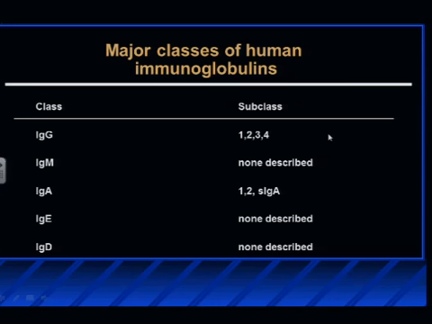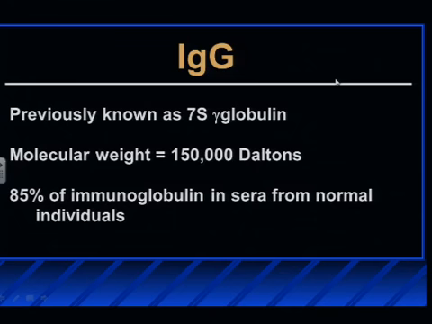Now, in humans, you have 5 classes of immunoglobulins. Name Ig for immunoglobulin: IgG, IgM, IgA, IgE, and IgD. The main differences among these are, one, there are structural differences, there are similarities in the basic unit, but there are structural differences, and more importantly, they have different jobs. And I will discuss each isotype or class.